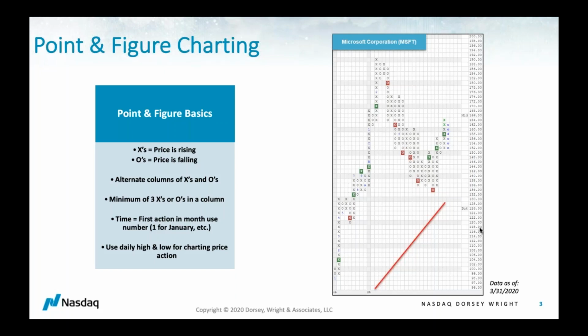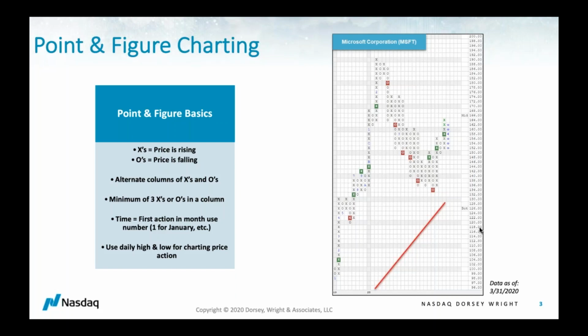For a brief overview, here we have the point and figure chart of Microsoft. Point and figure charting at its core is meant to take the noise out of the price movement of a security by just identifying those price movements that are pertinent enough to display that relationship of either demand or supply. So we display demand in the price movement through a column of X's, indicating that the price of the security is rising.